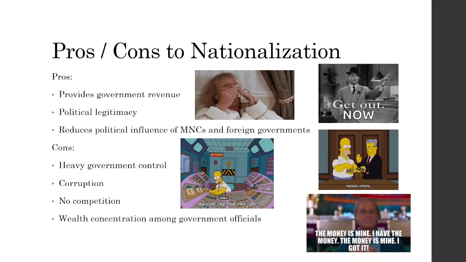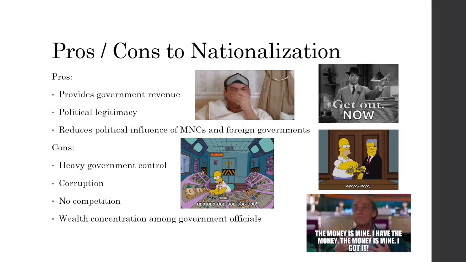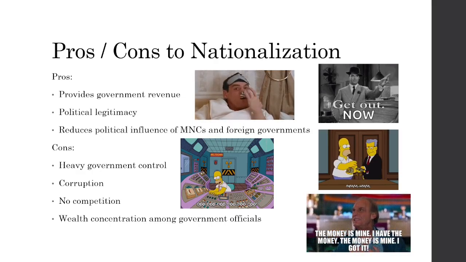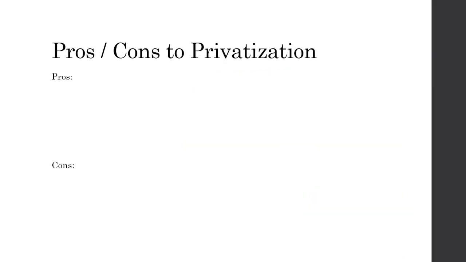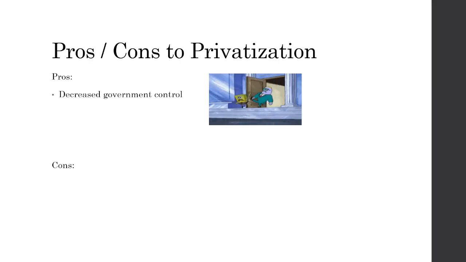And wealth is concentrated among government officials. If it was privatized, it could be concentrated among business personnel. But if it's nationalized, government officials. So what are the pros and cons to privatization? Essentially, just flip-flopped. So pros is decreased government control.